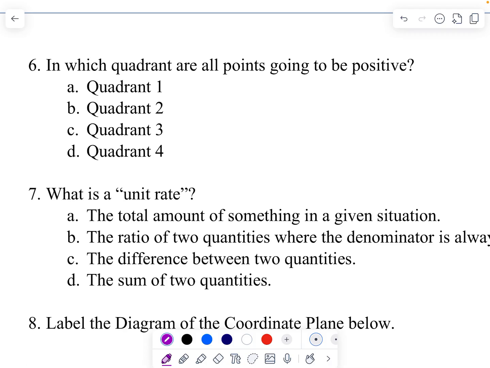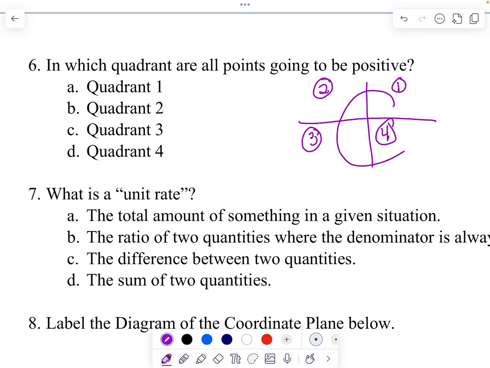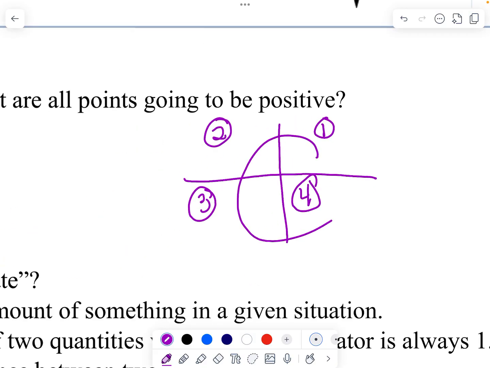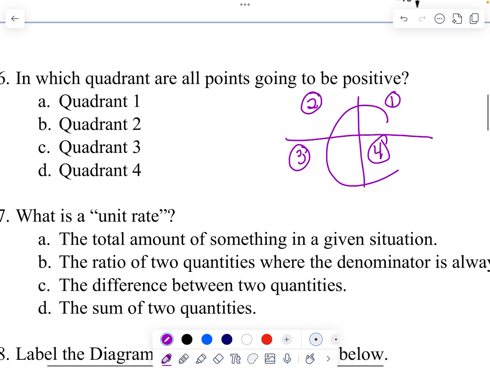Okay, moving on. In which quadrant are all points going to be positive? So just as a reminder, this is quadrant 1, 2, 3, and 4. It makes a C. So all positive numbers always start in quadrant 1, the upper right. Everything is positive on the x-axis and everything is positive on the y-axis. So that is choice A.